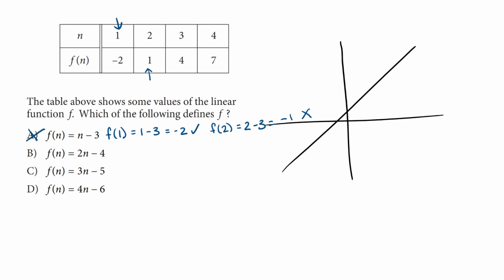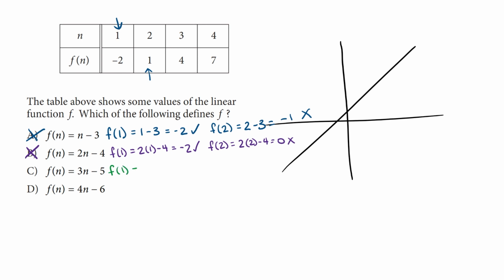Let's look at our next answer choice. F of 1 is going to be equal to 2 times 1 minus 4, which is negative 2, so we know that that's right. And then F of 2 is going to be 2 times 2 minus 4, which is equal to 0, and that's not true, so B is not our answer.